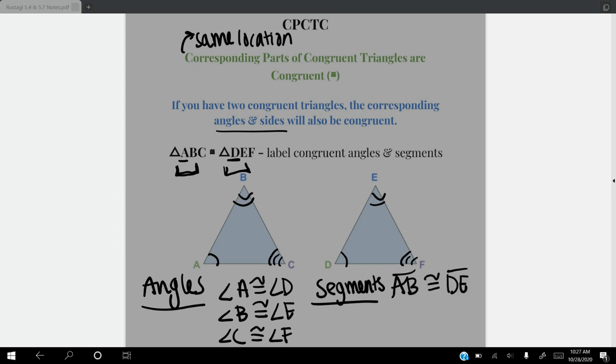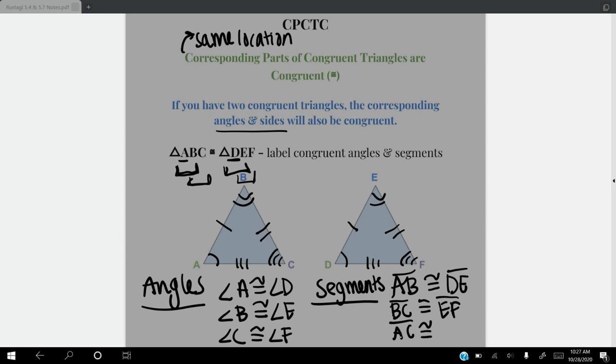We also have, let's mark that in our picture, we also have BC, which is the last two letters, which is congruent to the last two letters in triangle DEF, which is EF. So we got BC is congruent to EF. And then the last one we've got AC is congruent to DF.